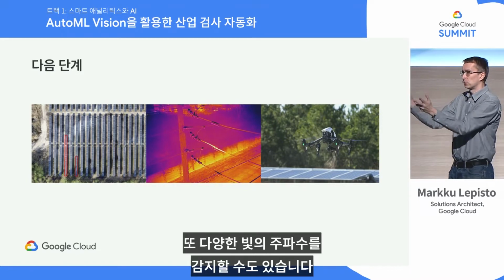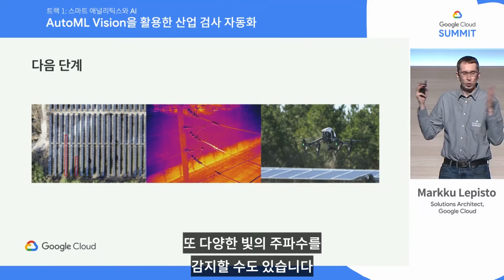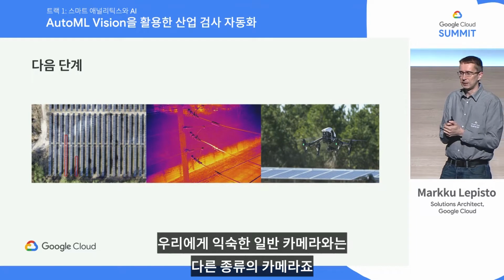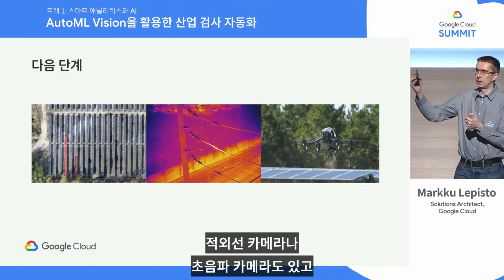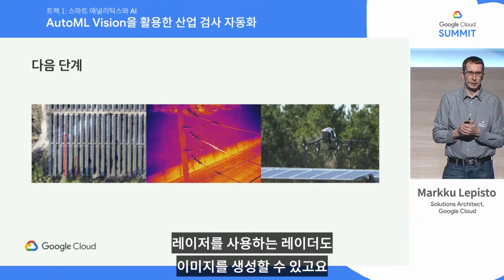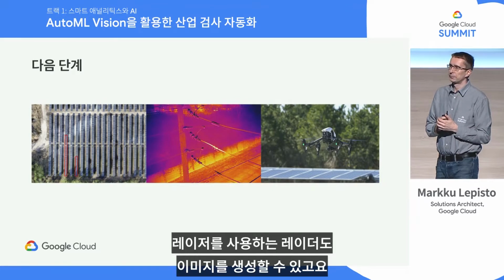Also looking at different kind of frequencies of light. So the normal cameras that you are used to are not the only type of cameras. There's also infrared cameras and ultraviolet cameras, LiDAR, which is a laser rangefinder that can still produce an image.